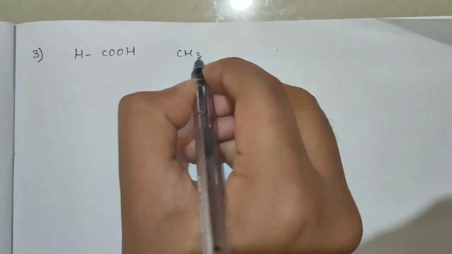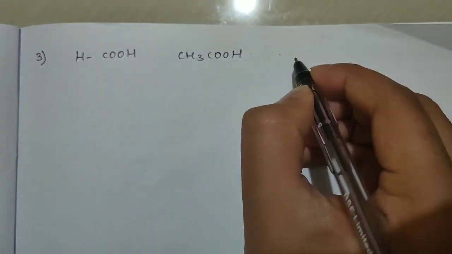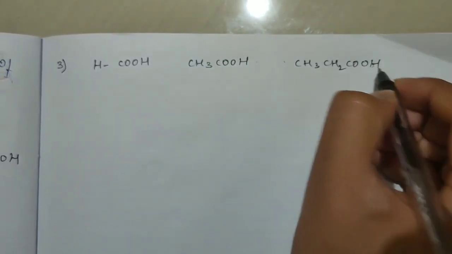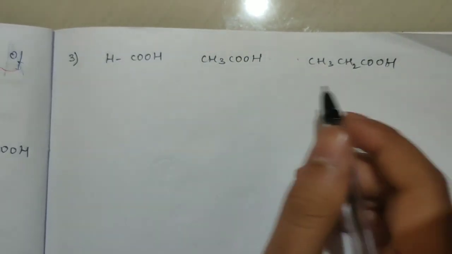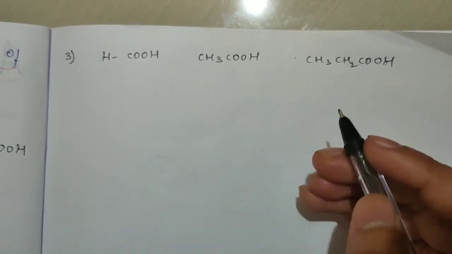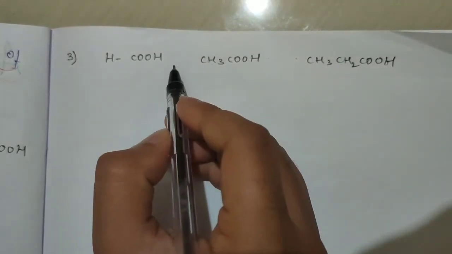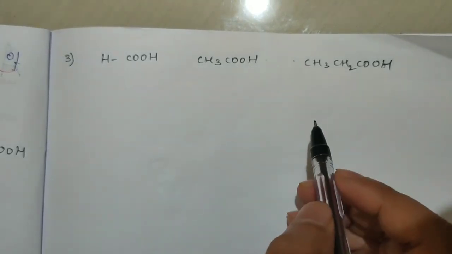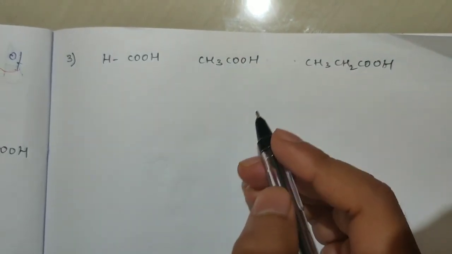Let's discuss the third concept. It is formic acid, acetic acid and propanoic acid. Previously I solved based on the pK values. Whenever the pK value is given, then we assign formic acid greater than acetic acid, and acetic acid greater than propanoic acid. But here the pK value is not given.